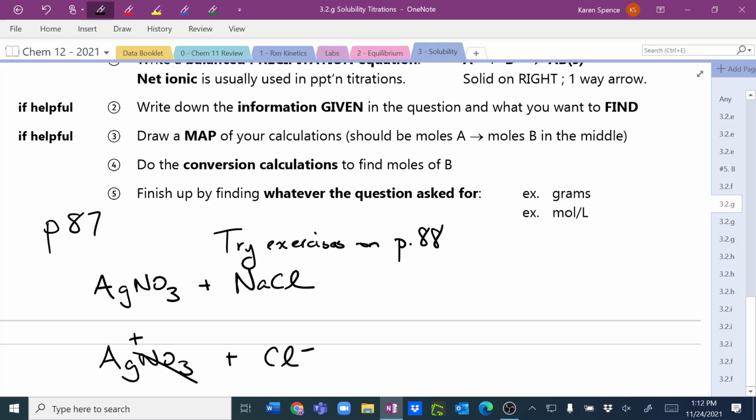There's another solution then. Let's see.